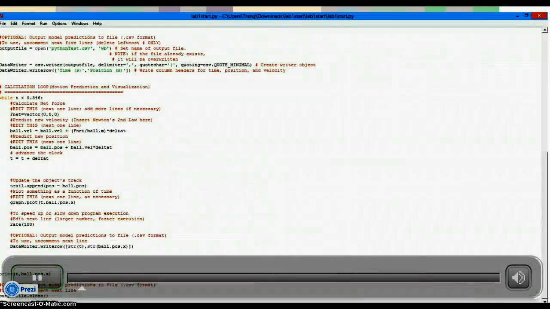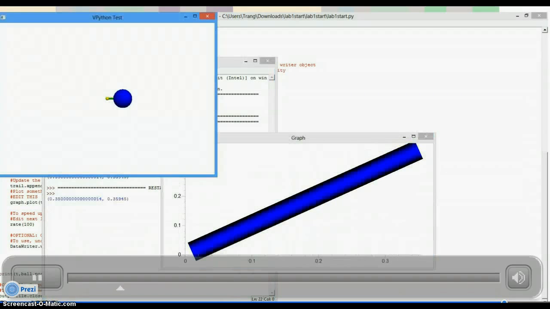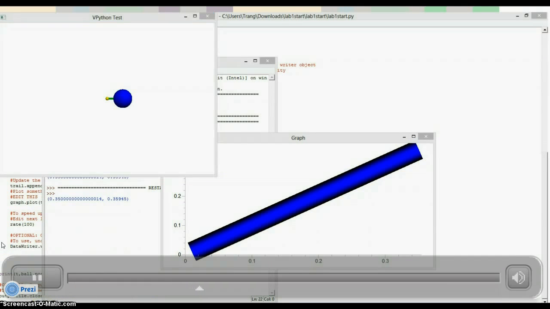So now we are going to run the program. As you can see, the ball is moving to the right at a constant velocity. We can extract this data into a graph form. I use Google Spreadsheet.